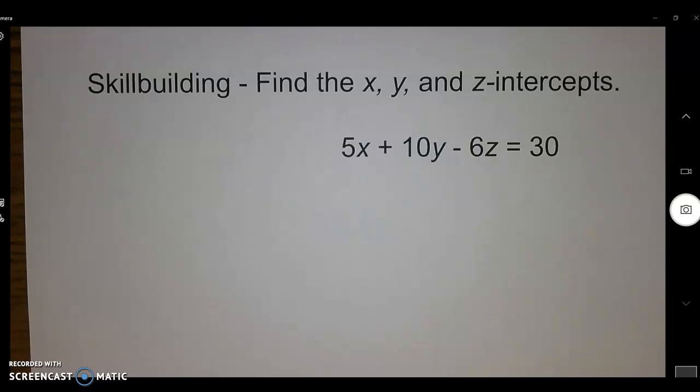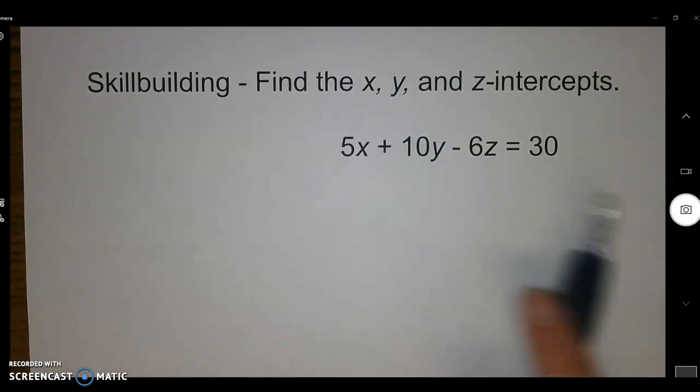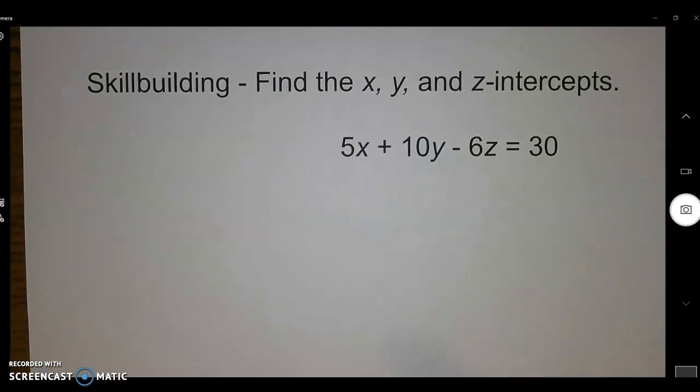Today's skill building will help us get ready for our question on the quiz. We have one problem today. This is it, and it is really easy. I'm supposed to find the x, y, and z intercepts for this. This is a plane in three-dimensional space.